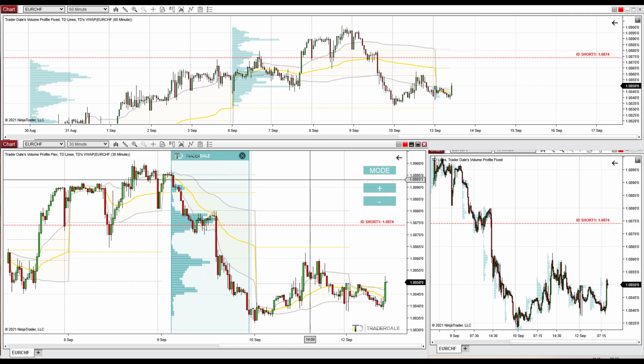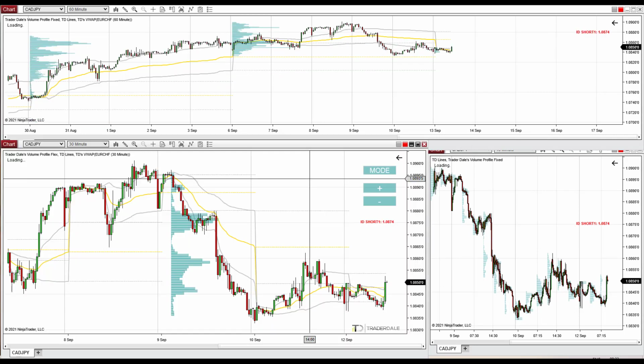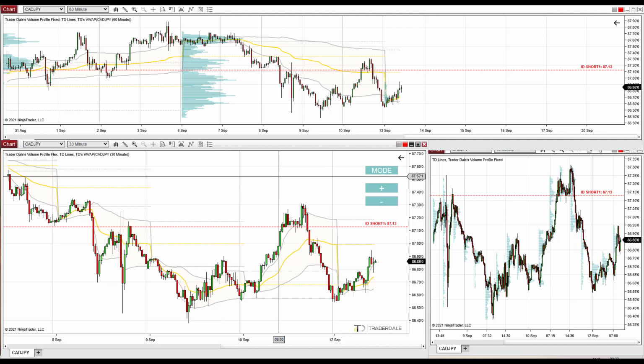The second one, which I would like to show you, is on the Canadian dollar Japanese yen. So let's check it out. So now all the charts show the Canadian dollar Japanese yen, and what caught my eye in here was the price development on Friday.